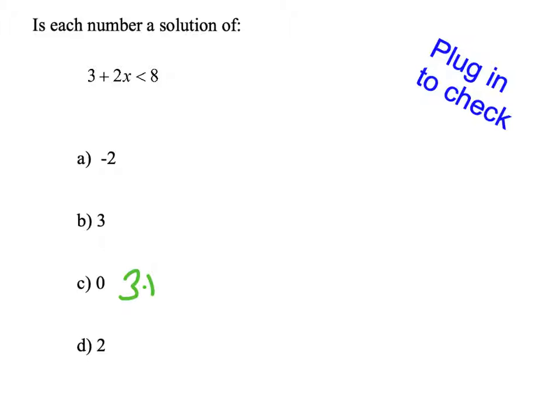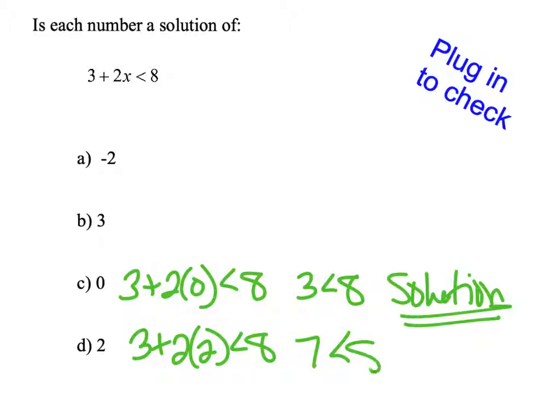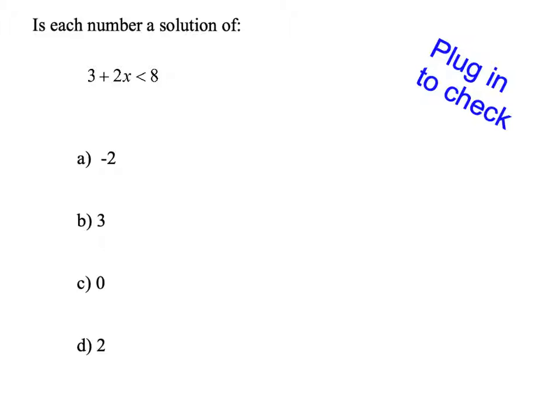So we'll put in these last two, and this will end up being 0 plus 3, and then is 3 less than 8? Yes, so 0 is a solution. And when I put a 2 in, you're going to get 3 plus 2 times 2. Is that less than 8? And that is true because 7 is less than 8. So again, you have another solution. So notice that with an inequality symbol, you can have more than one answer. With an equal sign, you can't always have this many answers, but I think you already know that.